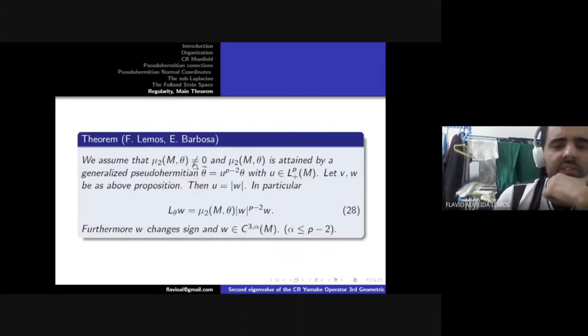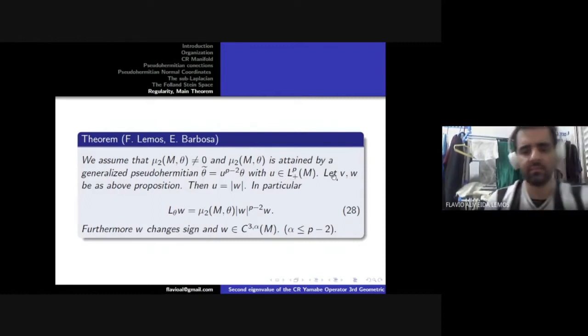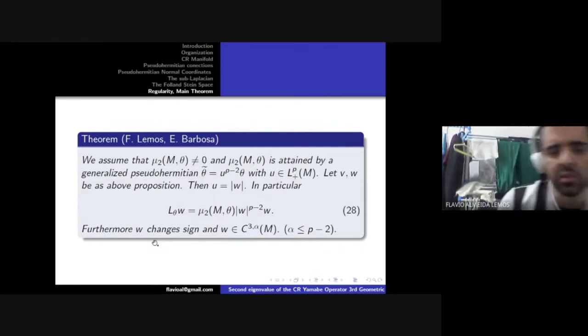We assume that the second CR Yamabe invariant is not zero. So the Yamabe invariant is attained by a generalized pseudo-Hermitian structure with u in L^p plus. With v and w from the above proposition, you can write u this way. In particular, w satisfies this equation. Furthermore, w changes sign. w has this regularity. All right.